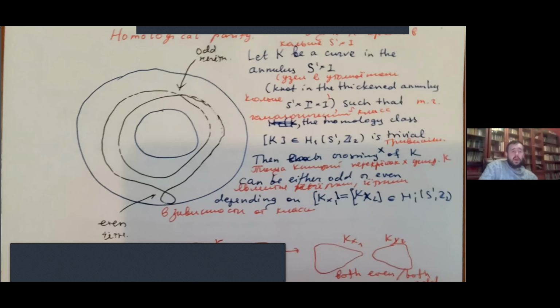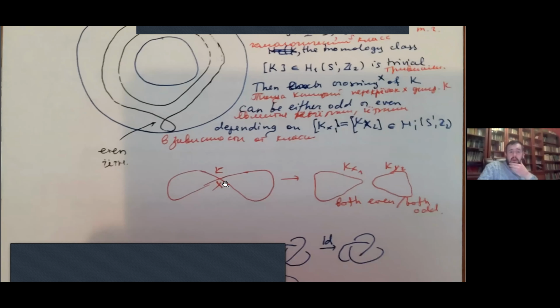But anyway, the integral homology is Z, the Z2 homology is Z2, and we can do the following. So assume we have a knot, and assume we have a crossing X. Then we can split this knot at this crossing to get a two-component link.